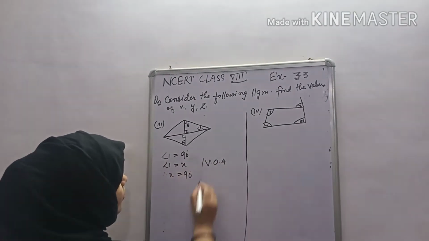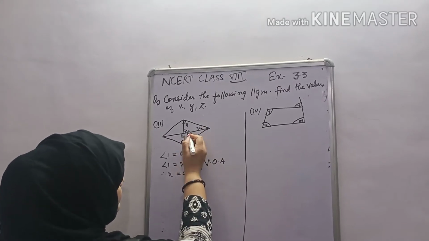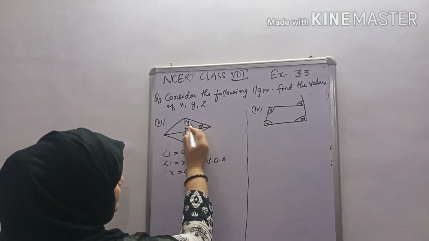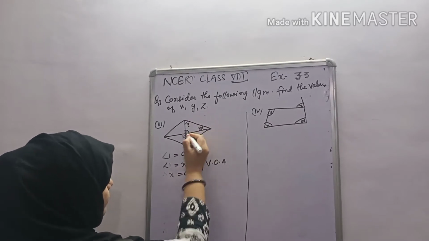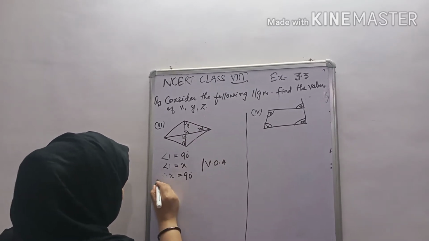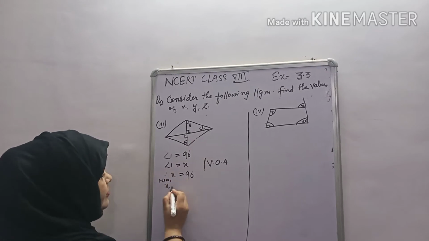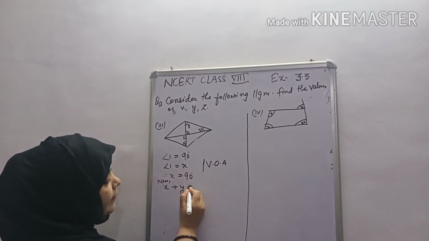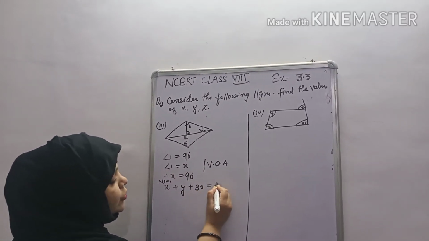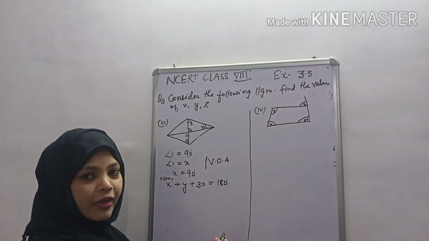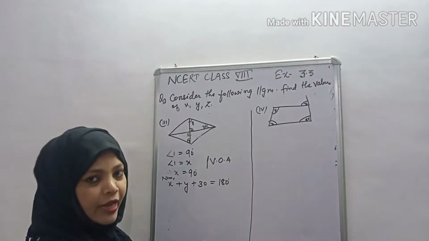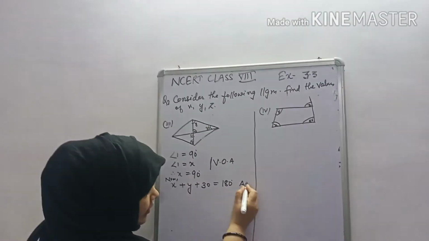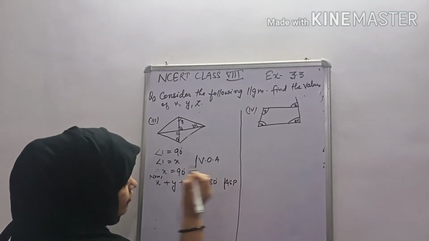Now look here. This is 90 degree, this is 30 degree, and this is y. So let's find the value of y here. This is a triangle. So now x plus y plus 30 degree is equal to 180 degree. Which property is being used here? That is angle sum property of triangle.